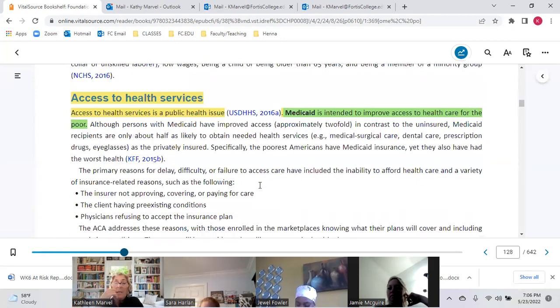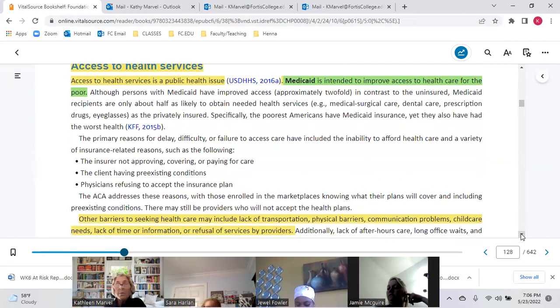And then access. Access is also an issue. We know that families living in poverty have less access to health services. They don't have the funds. And what if they don't qualify for Medicaid? What if they don't get approved for insurance? What if they lose their job and don't have insurance anymore?